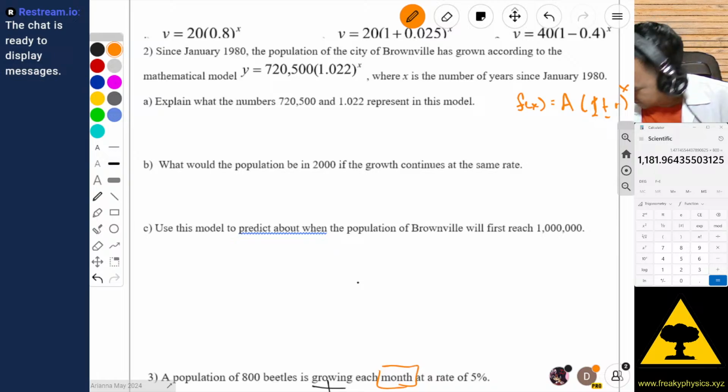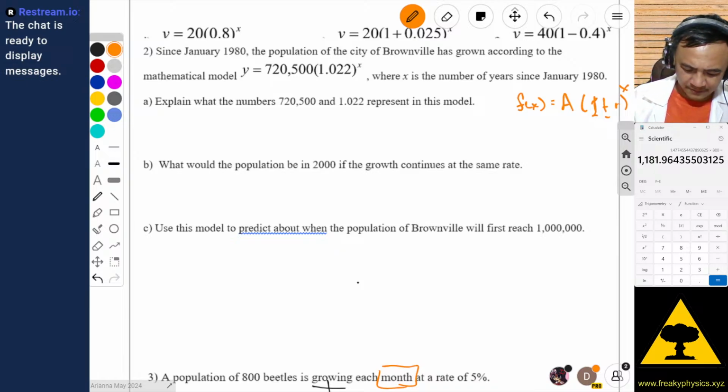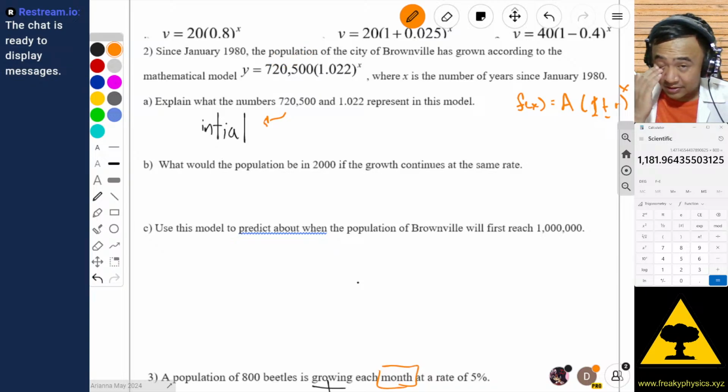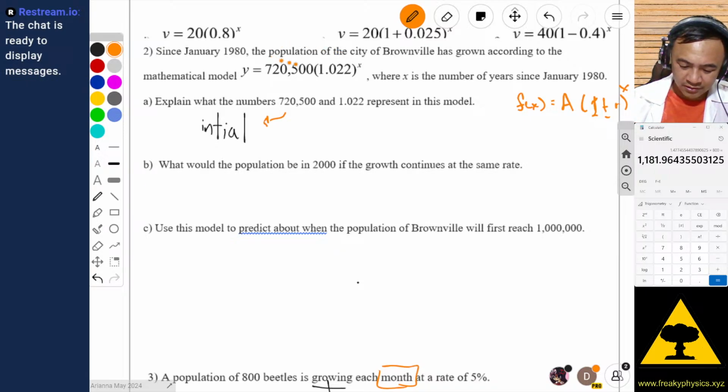The 720,500 is the initial amount. But in this case, there is a time mentioned here. It is the initial amount, but in terms of the problem, what is this initial amount?